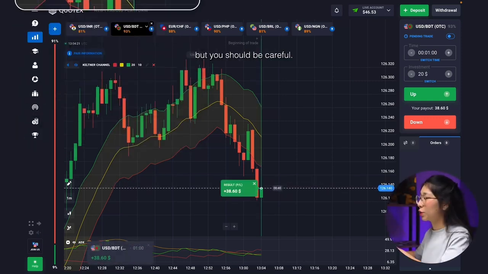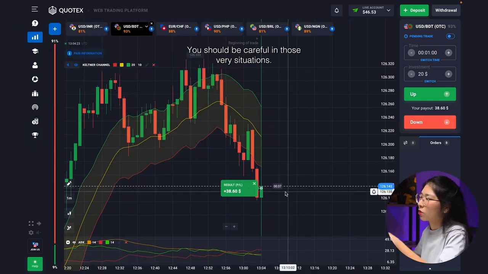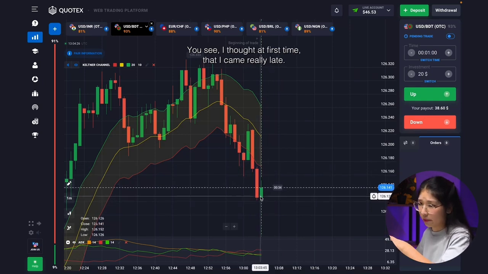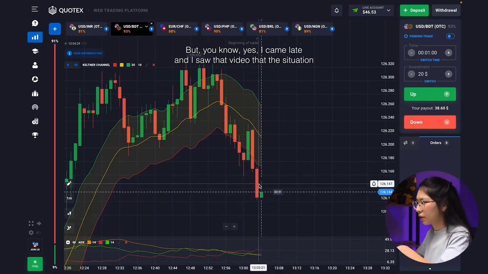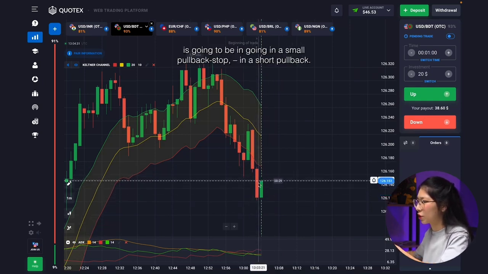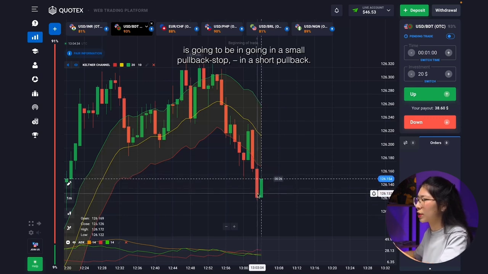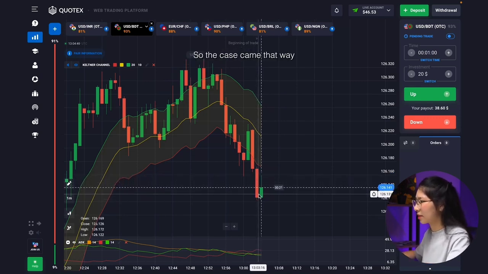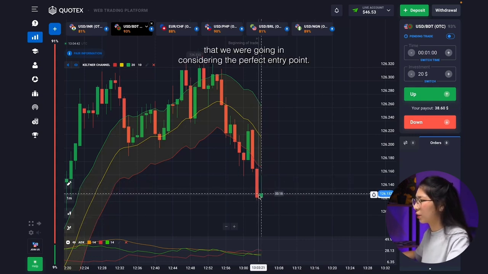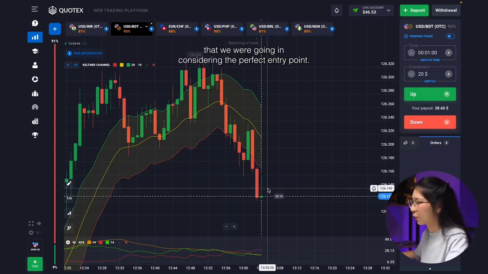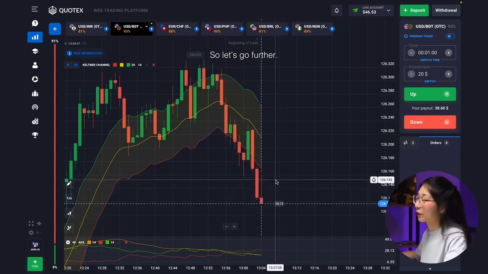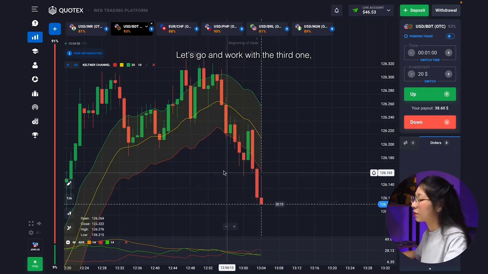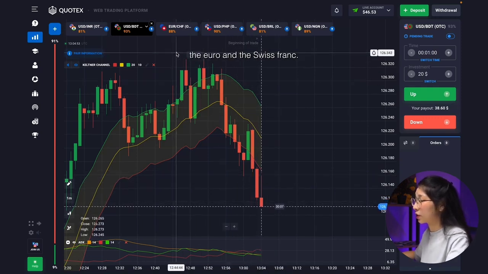So, good entry point, but you should be careful. You should be careful in this first situation. You see, I thought at first that I came really late, and yes, I came late, but this situation turned into a good, small and short pullback. So I think we're lucky enough. The same case came up, considering the perfect entry point. So let's go further. Let's go and work with the third one, the euro and the Swiss franc.